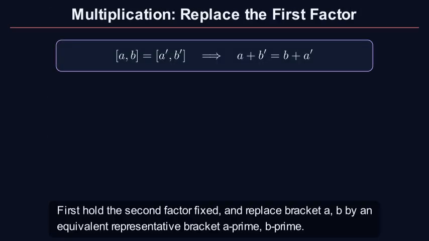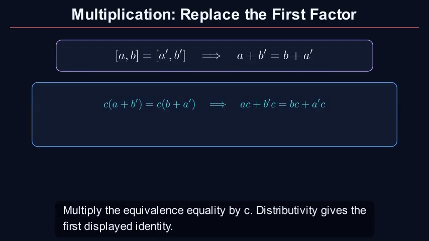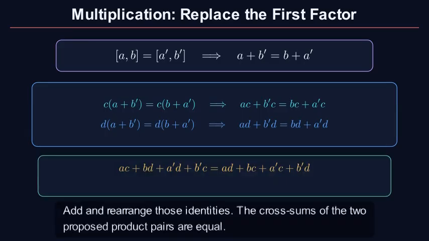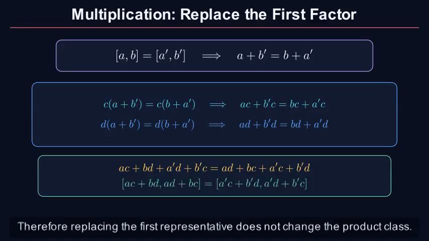First hold the second factor fixed, and replace bracket a, b by an equivalent representative bracket a prime, b prime. Multiply the equivalence equality by c; distributivity gives the first displayed identity. Multiply the same equality by d to obtain the second identity. Add and rearrange those identities. The cross sums of the two proposed product pairs are equal. Therefore, replacing the first representative does not change the product class.